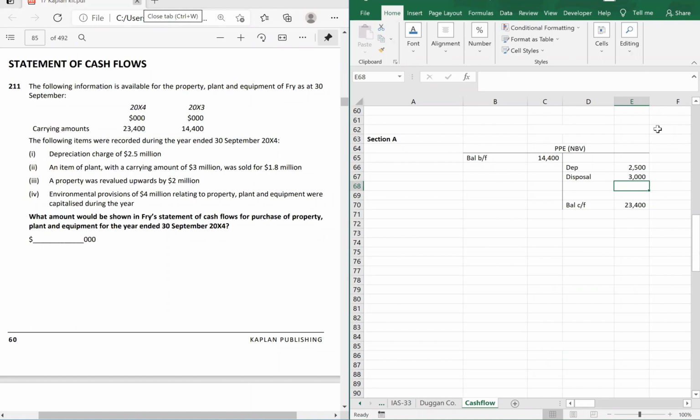Okay, I have revaluation. So revaluation will increase the balance of my PPE, and I have environmental provision, which will also increase the balance, because you guys remember the double entry, PPE debit, environmental provision credit. So PPE has a positive impact. And I need to take out the balancing figure, obviously, because that would be cash investment. And obviously cash investment increases my PPE balance, right?